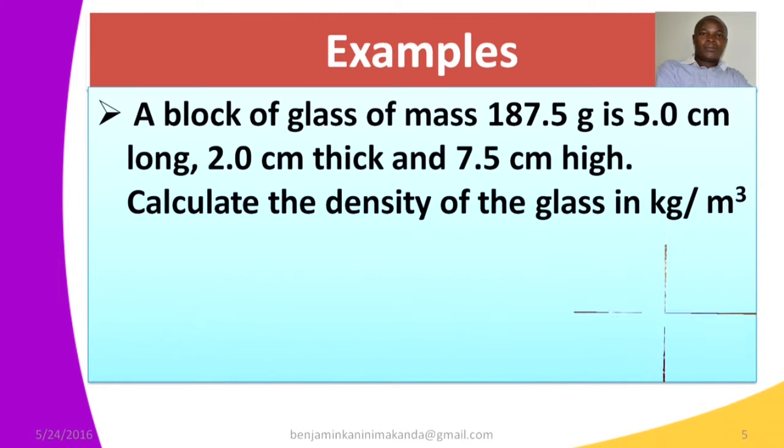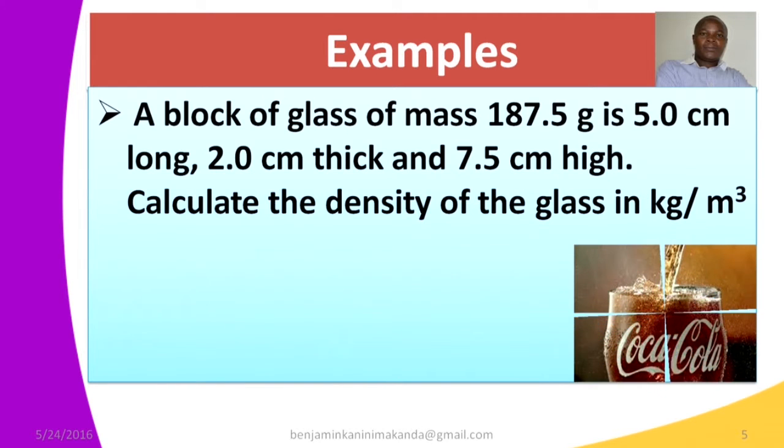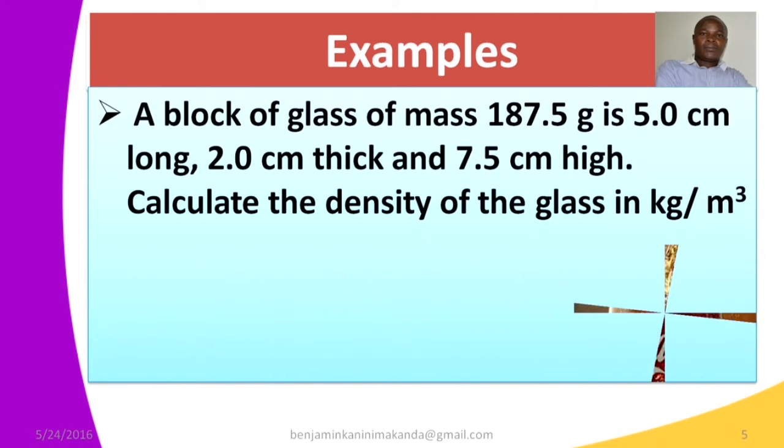Then, the big question is, how many centimeters cubed make 1 meter cubed? You take 100 centimeters times 100 centimeters times 100 centimeters. What do you get? You get 1 million centimeters cubed. Therefore, 1 million centimeters cubed make 1 meter cubed. So we have already converted that. So let's go to the solution of this problem. This is how we are going to approach this problem.